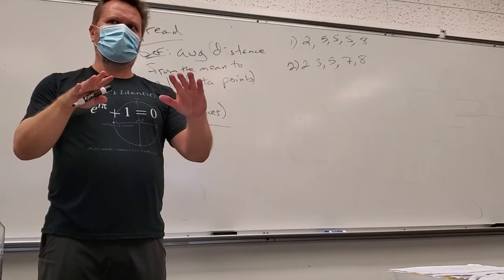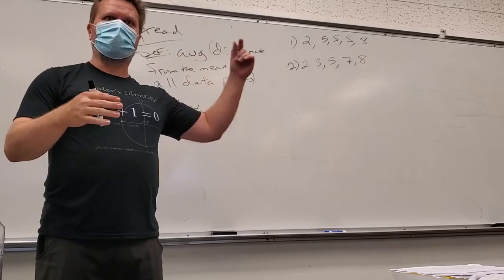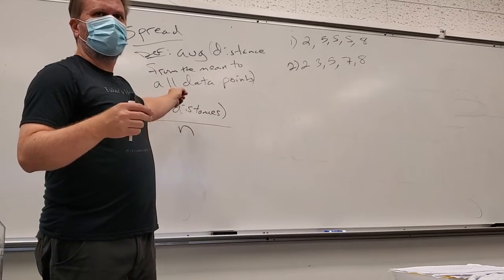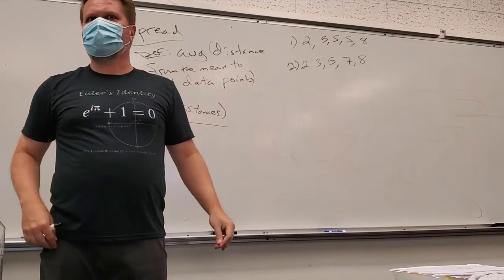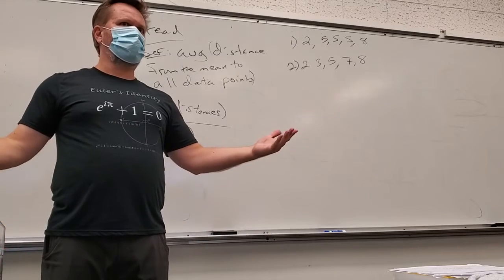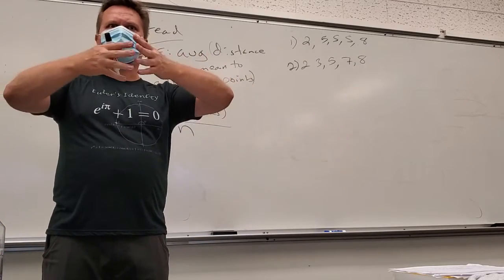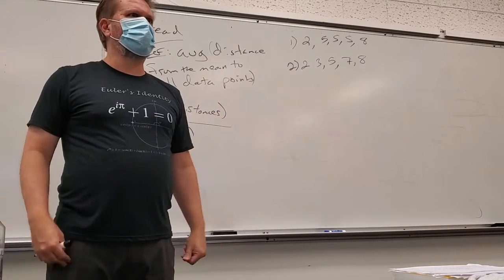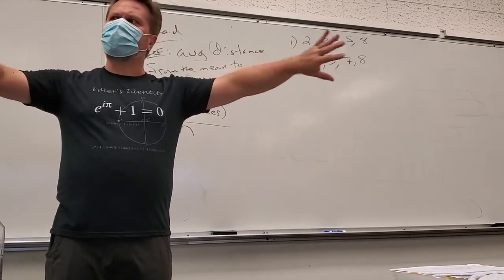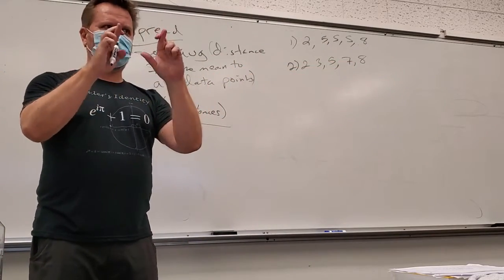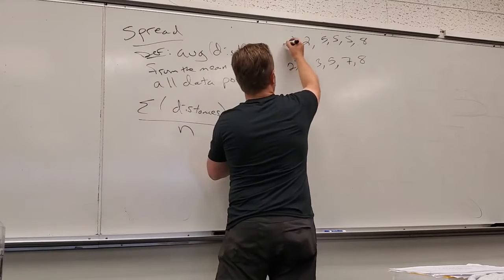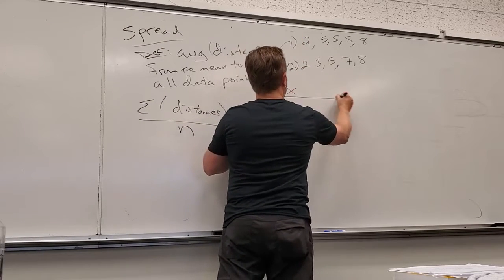Which one should have a number that represents spread that's bigger? 2. Good, 2, right? It has more data points that get away from its mean. On average, they get further away from the middle. Okay, so let's do this first set of data. Let me write it like this.